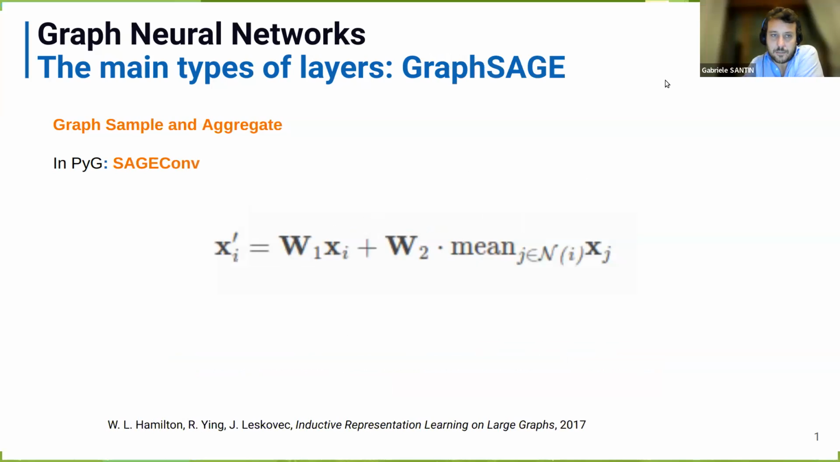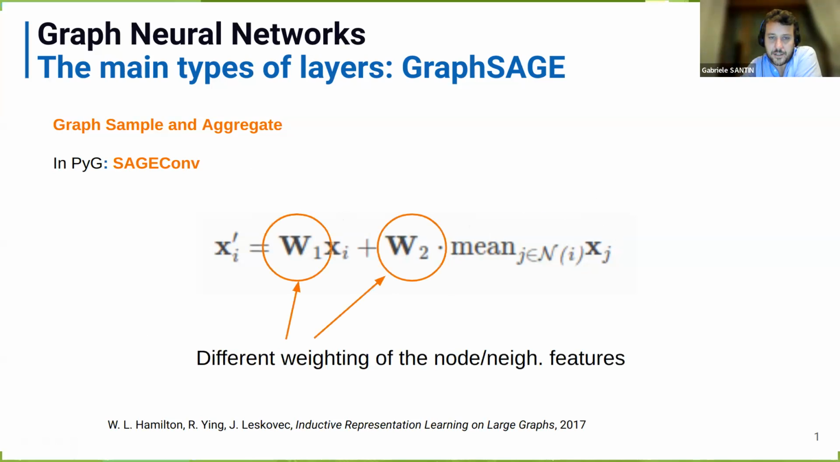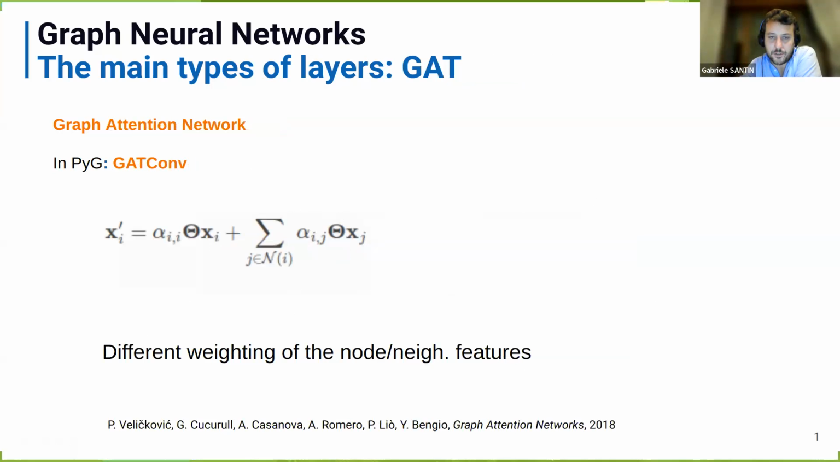Then the graph sample and aggregate, SageConv, is performed in a slightly different way. The aggregation is done like this: first, there is a weighting of the mean of the features of all the neighborhood, and then we add the single features of the center node with a separate weight. This was introduced in another paper. Again, this can be written in terms of the adjacency and degree matrix. The key here is that there is a different weighting of the neighborhood and of the center node.